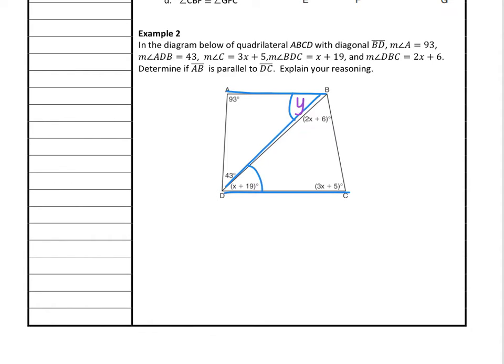So we're going to work to first find this angle up here, which I'm going to choose to call Y. Then we'll work to figure out what X is and plug it back in for angle CDB, this angle here with the X plus 19. If Y and X plus 19 are equal, then these lines are parallel. All right, so let's work it to get Y. Find Y. Hopefully you're recognizing that Y is within a triangle, and in that triangle, angles should add to 180. So we've got 43 plus 93 plus Y equals 180.